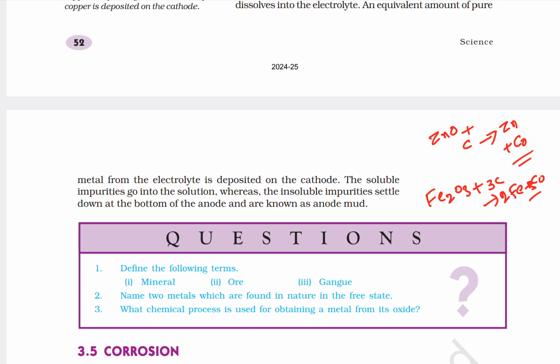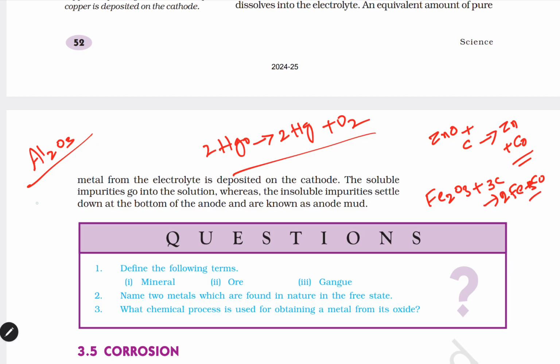For less reactive metals like mercury and silver, simply by heating you can obtain the metal. For example, HgO, mercuric oxide. Directly by the heating process you will get mercury together with oxygen. So this is another method. For highly reactive metals like sodium, calcium, aluminium, they cannot be reduced by carbon. They are extracted by electrolysis of their molten salts. For example, electrolysis of molten aluminium oxide, Al2O3.